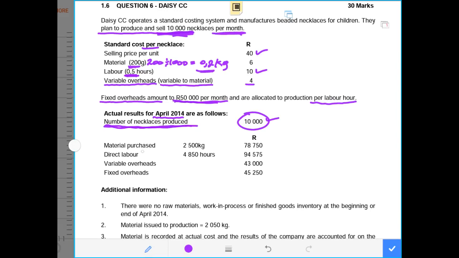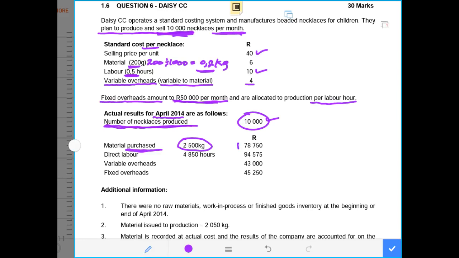Then we have material that was purchased. Take note, it says material purchased. We purchased 2,500 kgs of material. That was also another reason I decided to convert the grams into kgs, because my units are in kgs. So we buy material in kgs. However, we only use 200 grams, which is 0.2 kgs, to complete one unit based on the standard information.